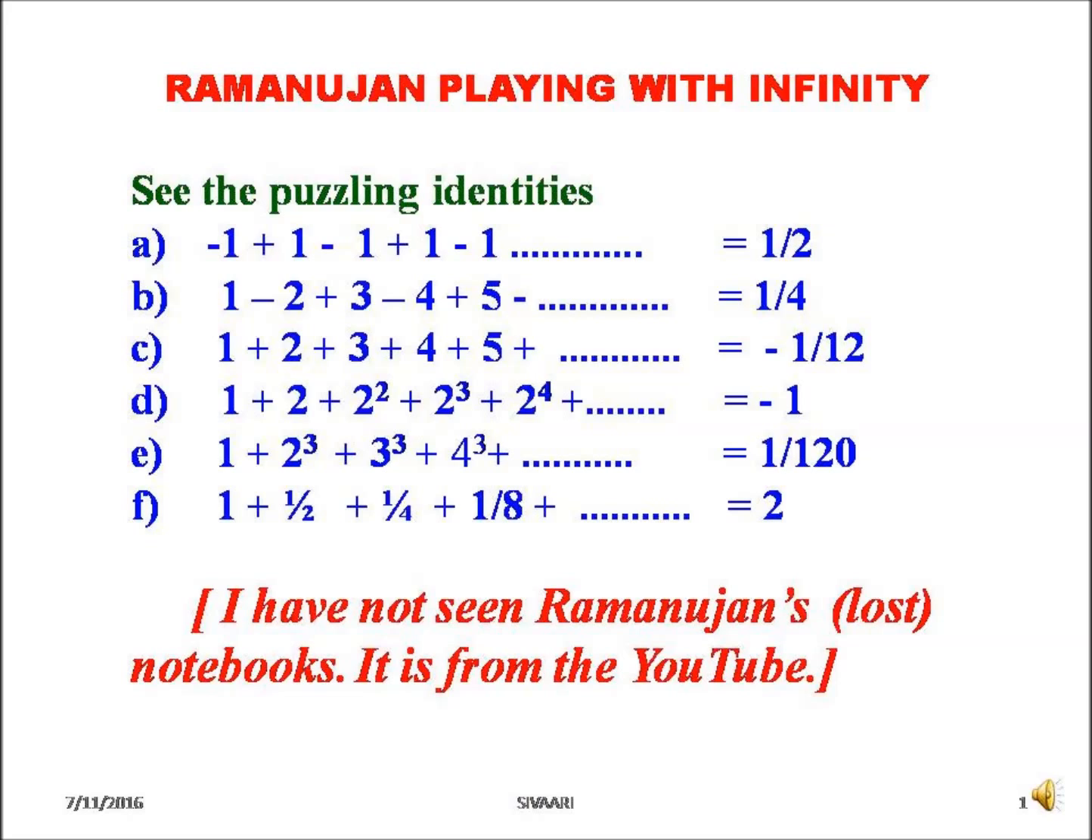1 plus 2 plus 2 square plus 2 cube plus 2 raised to 4 etc. is equal to minus 1. Then 1 plus 2 cube plus 3 cube plus 4 cube plus etc. is equal to 1 by 120. And 1 plus 1 by 2 plus 1 by 4 plus 1 by 8 plus etc. is equal to 2. I have not seen Ramanujan's original lost notebooks, but it is from the YouTube.